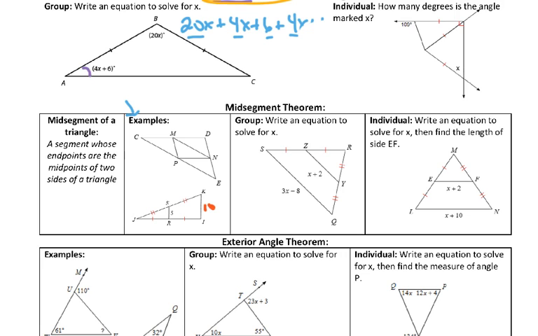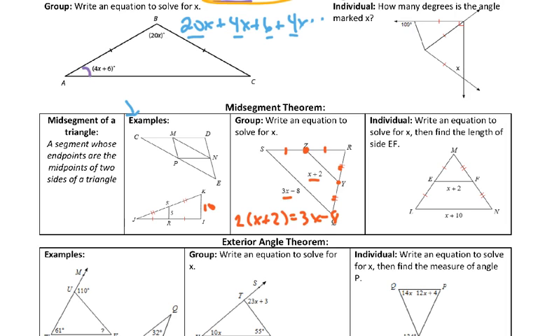So I know that this is a midpoint because I can see that it's equal there. I know that this is a midpoint, again, because I see that that's equal. So I know that this times 2 is that. So 2 times x plus 2 equals 3x minus 8. And I can solve that for x.